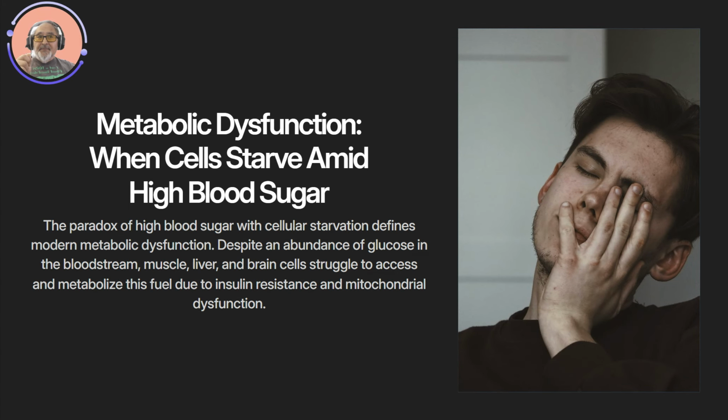So the summary: this paradox, high blood sugar with cellular starvation, defines modern metabolic disease. It's a systemic mismatch. Abundant circulating fuel meets impaired cellular uptake and oxidation. As Dr. Nader Ali and others describe, the solution isn't just lowering glucose, but restoring metabolic flexibility, reducing insulin levels, clearing toxic fat, and reviving mitochondrial function. Okay?